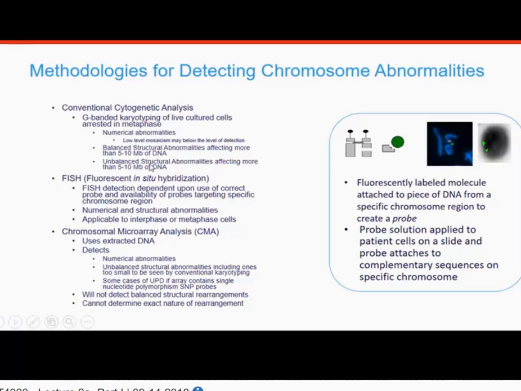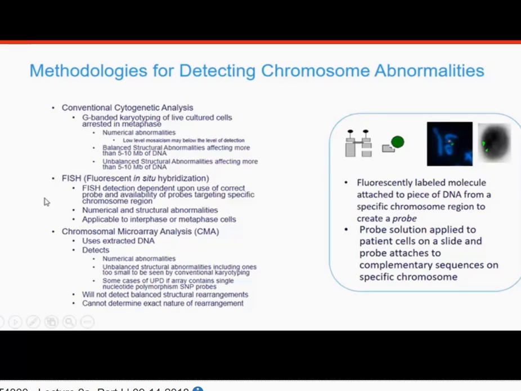What it does is detect specific abnormalities. So the use of FISH would be dependent upon the availability of the probe. There are companies that make the probes, so there are many commercially available probes. If you've got a laboratory that has access to BAC clones, then you can also make your own probes. But this also requires time and effort to do.